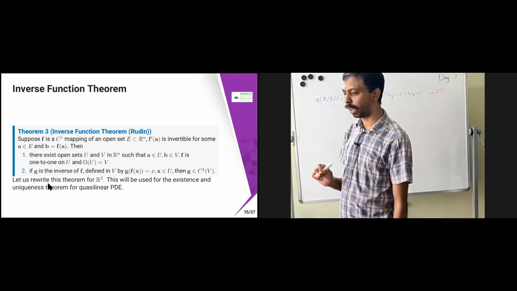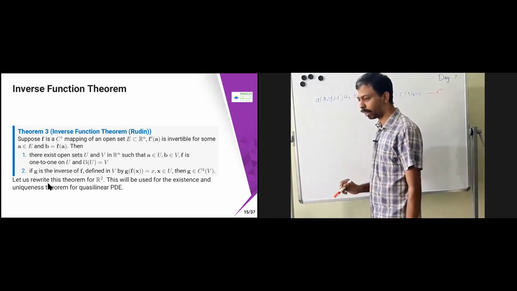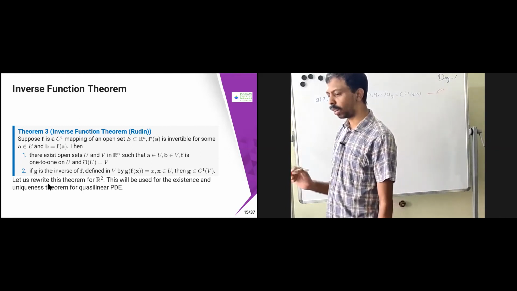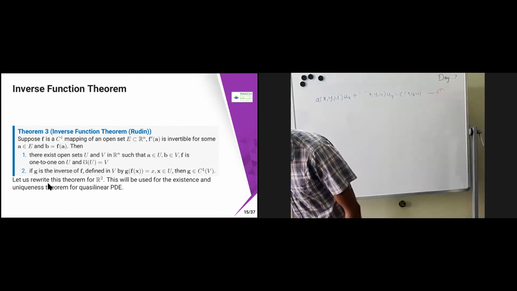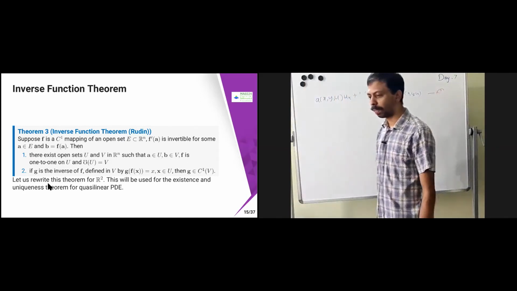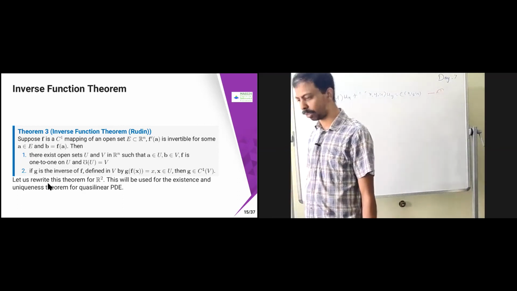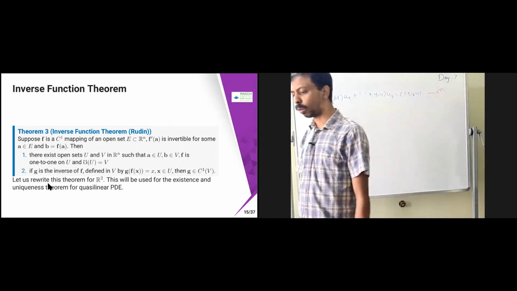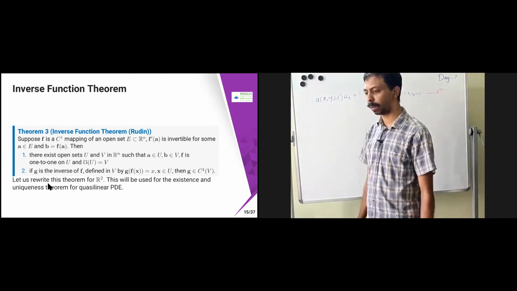Then there exist open sets U and V in R^n such that a belongs to U and b belongs to V, and F is one-one on U. Sorry, there is a mistake over there. It's not omega, it should be F(U) is equal to V. So F is one-one and F(U) is equal to V. This is the first part of the inverse mapping theorem.